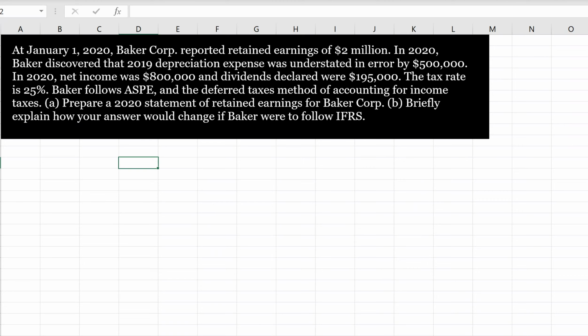Baker follows ASPE and the deferred taxes method of accounting for income taxes. Prepare a 2020 statement of retained earnings for Baker Corp. Briefly explain how your answer would change if Baker were to follow IFRS.